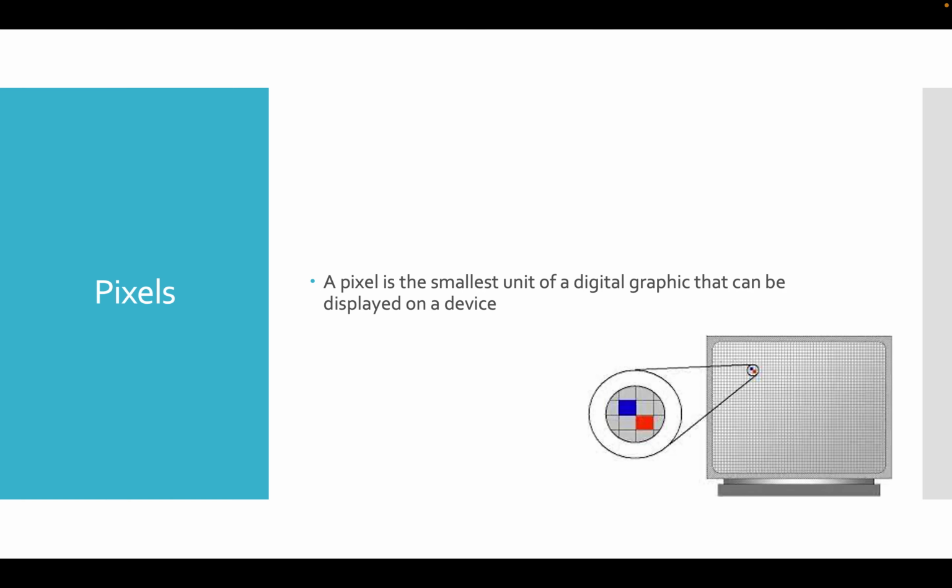Now to talk about a few key terms and things we should look at when talking about video recording and such. The first thing is pixels. A pixel can be defined as the smallest unit of a digital graphic that can be displayed on a device. So essentially the smallest unit of light that makes up the picture. And this infographic here should help demonstrate that. It just shows exactly how many pixels go into creating one image and how small they are.